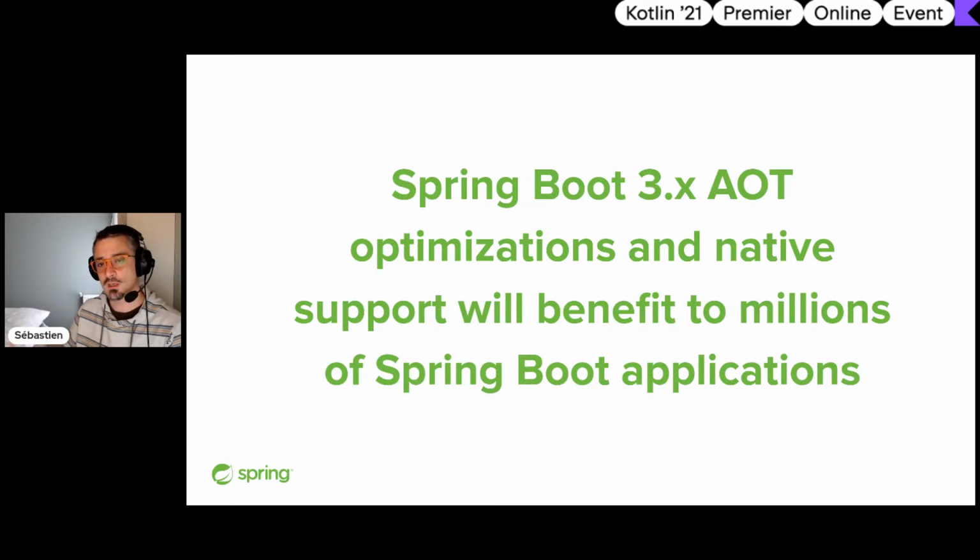So if currently you are developing with Kotlin a Spring Boot application with Spring Boot 2.4, 2.5, for example, our goal is to make it easy for you to just trigger the native build, and with Spring Boot 3 to just ship that as a native executable. With Spring Native, I think we are in the middle of the road, and we will finish to mature that and ship that into Spring Boot 3 with native support out of the box.